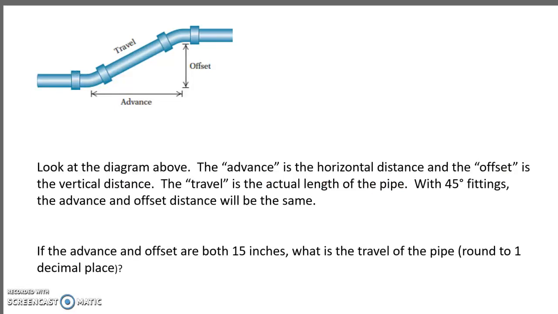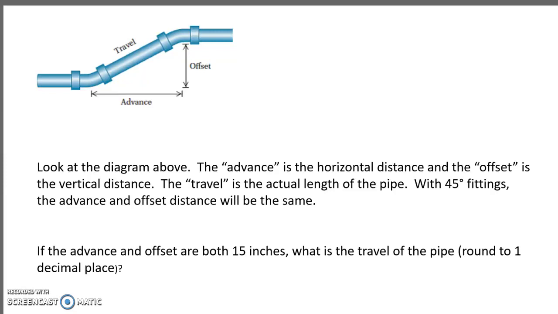This example comes from plumbing. Looking at the diagram above, the pipe needed to travel both a vertical distance and a horizontal distance. The horizontal distance is known as the advance, and the offset is the change in the vertical distance. Notice that these meet at a right angle. The travel is the actual length of the pipe.